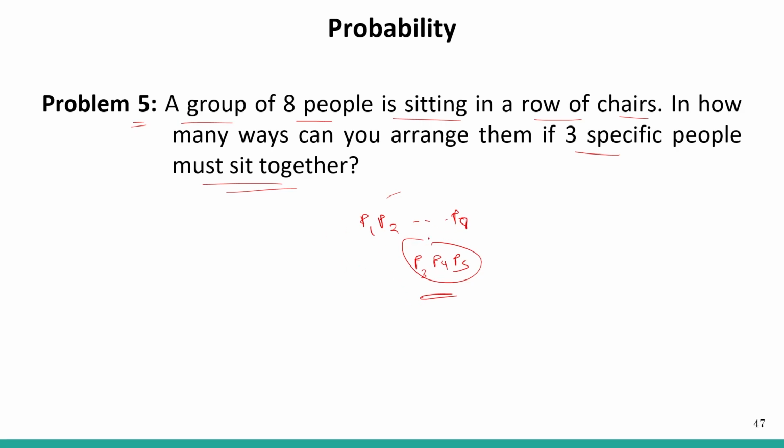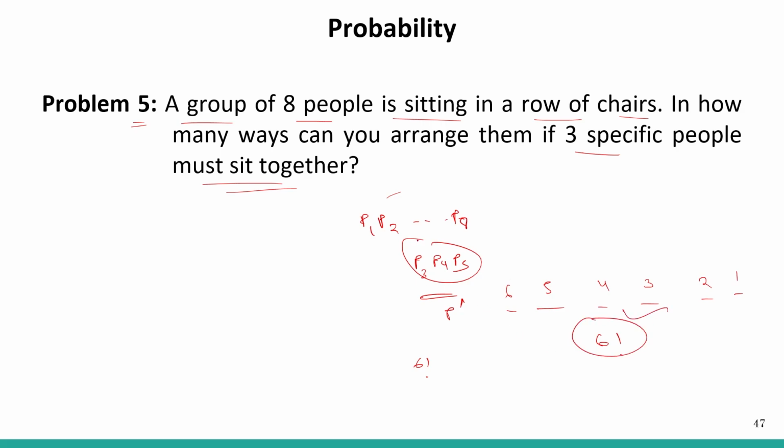So in how many ways can we arrange them? First we consider these 3 as 1. So how many are remaining right now? It will be 6 factorial ways, because there are 6 seats now, since the 3 are considered as 1. For the first we have 6 contenders, for the second 5, for the third 4, for the fourth 3, for the fifth 2, and for the sixth 1. So 6 factorial ways are there.